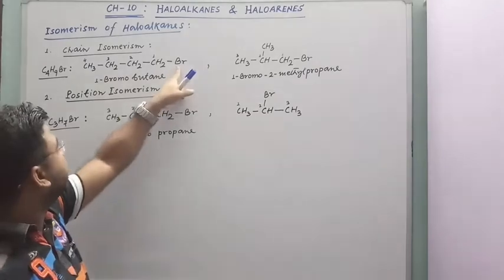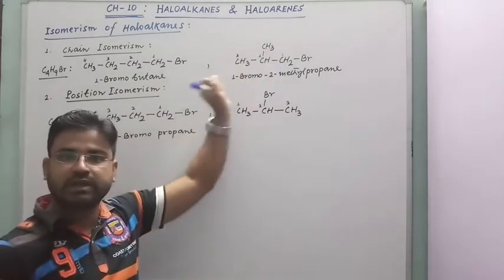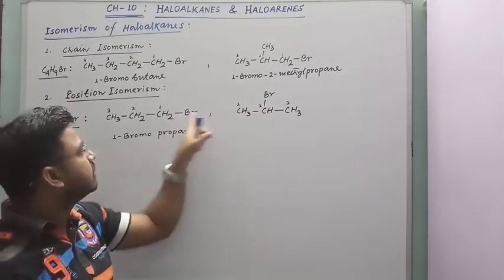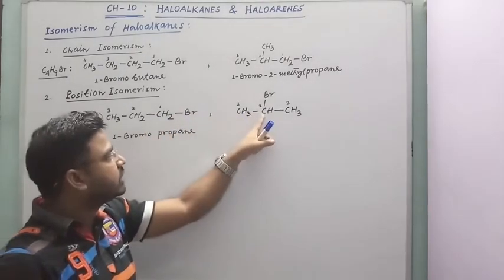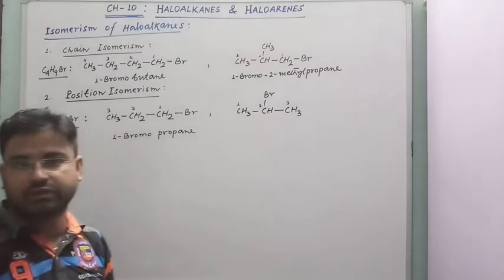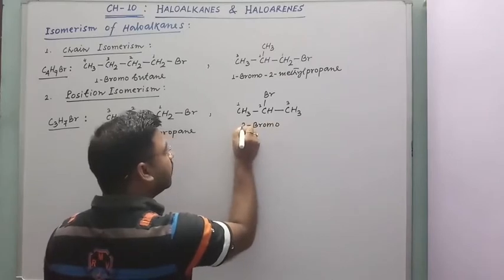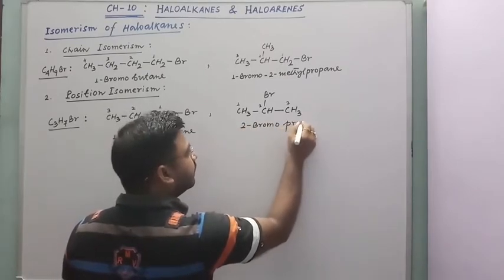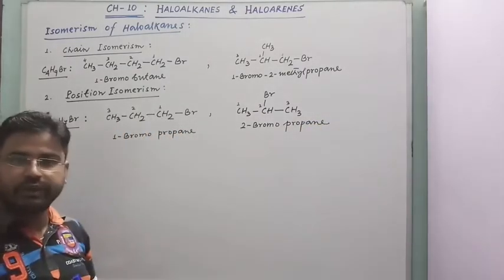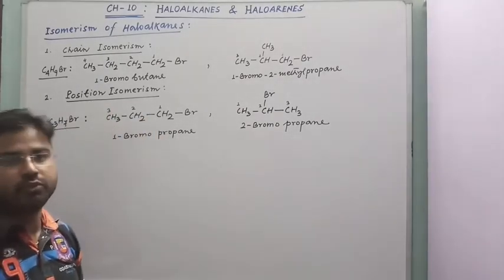In chain isomers the position of the halogen is the same, but the number of carbon atoms in the principal chains is different. Here the number of carbon atoms in the principal chain is the same. Only the position of the halogen atoms differs. Here the halogen atom is attached with the first carbon, here with the second carbon. The positions of the halogen atoms are different. That's why they are position isomers. And this is 2 bromo propane. They are position isomers of each other. So haloalkanes having 3 or more carbon atoms can show position isomers.